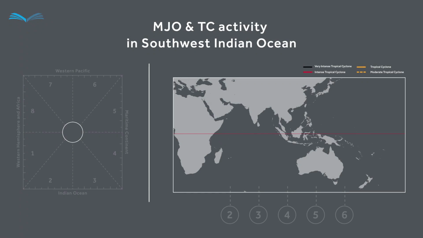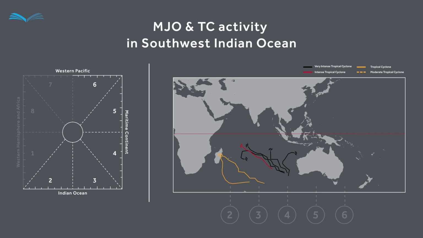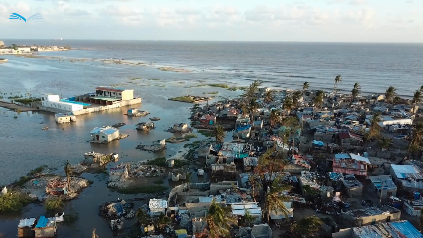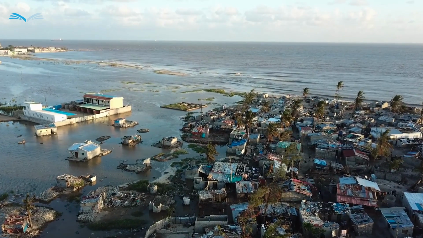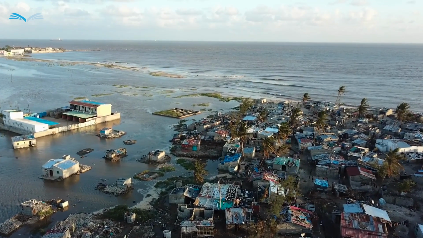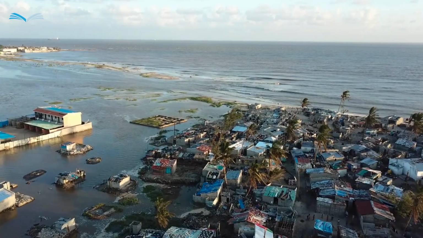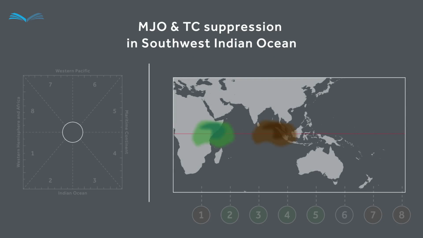Cyclones are also more likely to be intense or to rapidly intensify when they form in phases 2 to 6, although many cyclones in 3 to 5 form further east, away from the African continental landmass. And exceptions are always possible. For example, Cyclone Idai in 2019 was the first storm to reach tropical cyclone strength in the Mozambique Channel in phases 3 to 5. And conversely, the suppressed phase of the MJO is typically associated with below average tropical cyclone frequency.